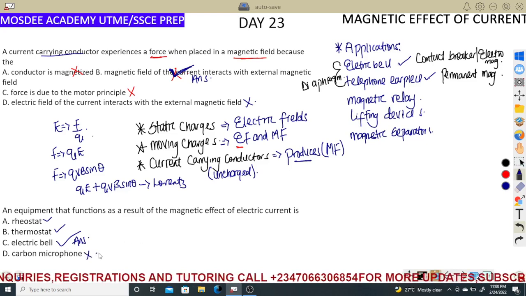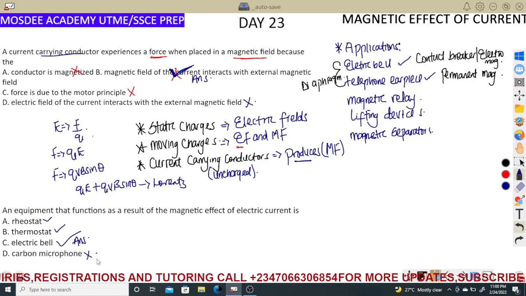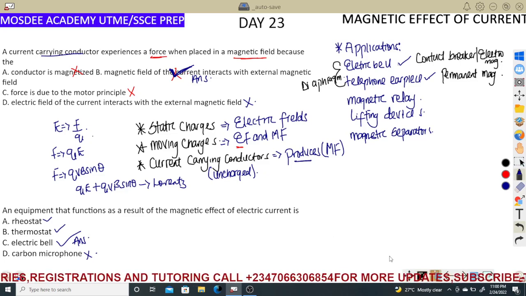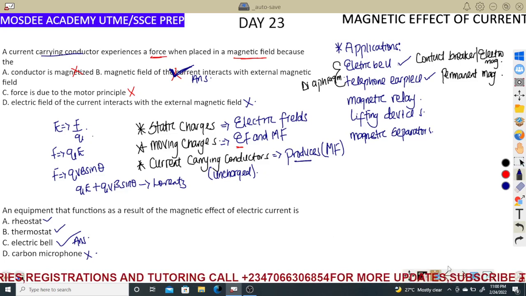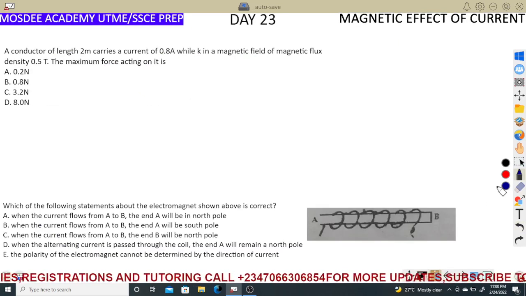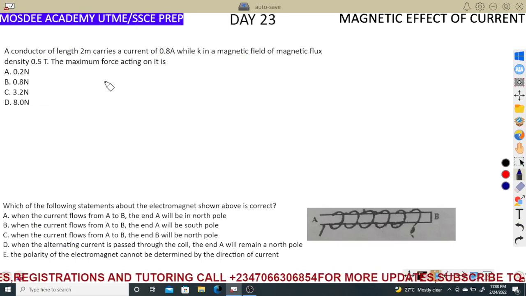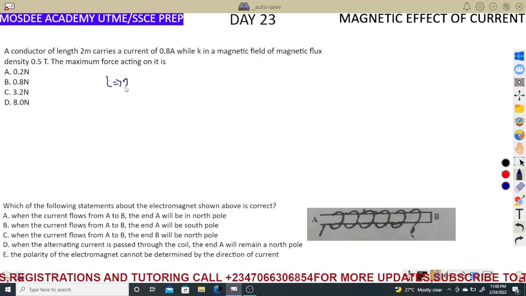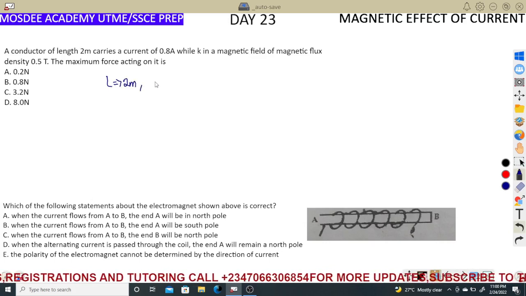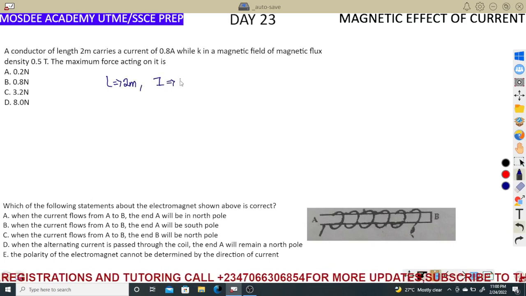And carbon microphone does not work on the principle of magnetic effect of current. They rather work on the principle of force on a current carrying conductor, which I've talked about as we produce in the concept of magnetic effect of current. Now let's move to the next question. A conductor of length 2 meters carries a current I of 0.8 ampere.